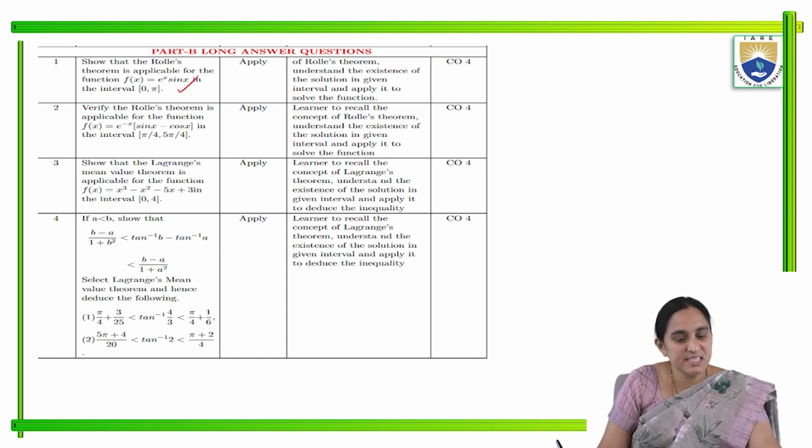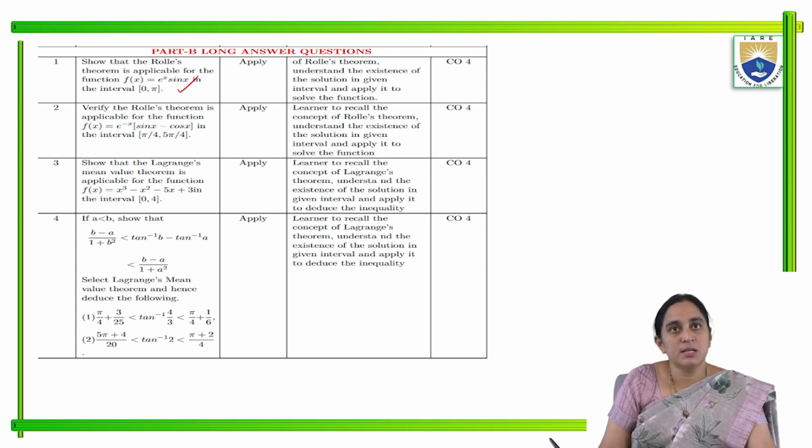Second question is also the same: verify that Rolle's theorem is applicable for the function f of x is equal to e power minus x into sin x minus cos x in the interval pi by 4 comma 5 pi by 4. This is also the same as the last question, where we have to verify each and every condition of Rolle's theorem. Third one: show that Lagrange's mean value theorem is applicable for the function f of x is equal to x cube minus x square minus 5x plus 3 in the interval 0 comma 4. We already know what Lagrange's theorem is about.